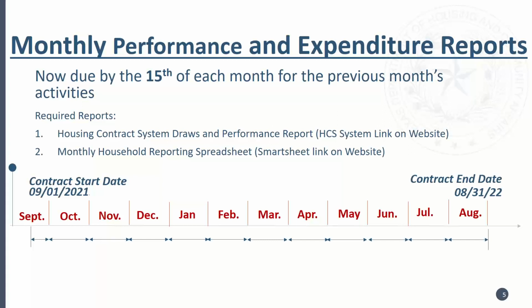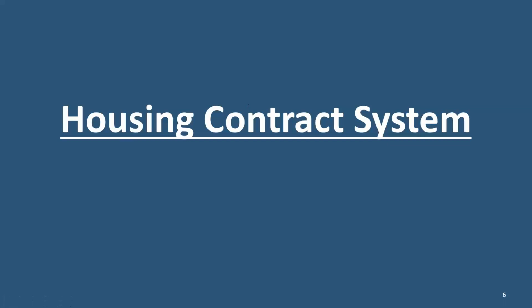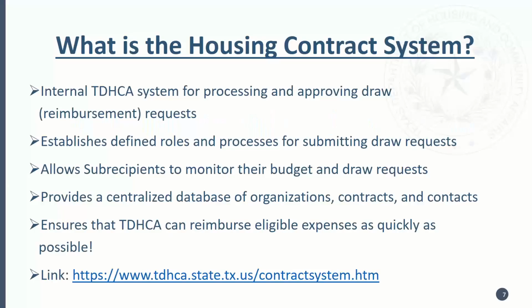But we'll talk about first this housing contract system, and then second, we'll touch back on the monthly household reporting spreadsheet. So going on to the housing contract system. One of the first things I want to touch on is I know we have a lot of organizations here who have previously used the housing contract system. You might be very familiar with it, and a lot of what I'm going to talk about here today is going to be just repetition. I ask that you still lend us your ear, because there's going to be a few things in the housing contract system that are unique specifically to the Housing Stability Services program. So there's going to be things you're going to want to know that are unique to our program.